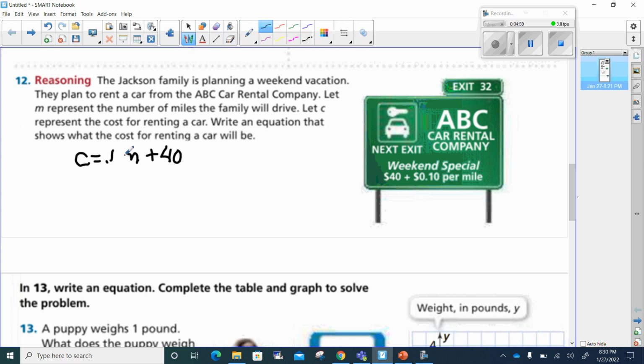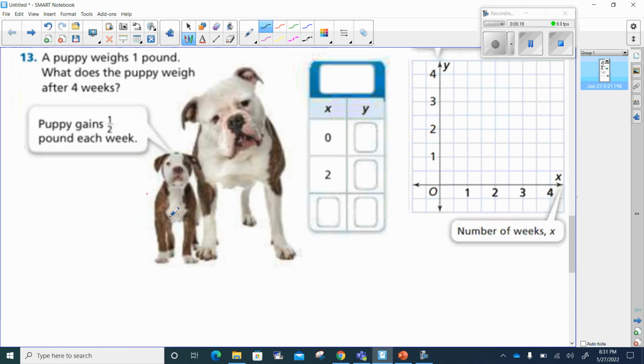I could have just written 0.1 times m. We could have even written it as C equals 40 plus 0.1m, and it would have been the same thing. That leaves me for number 14.